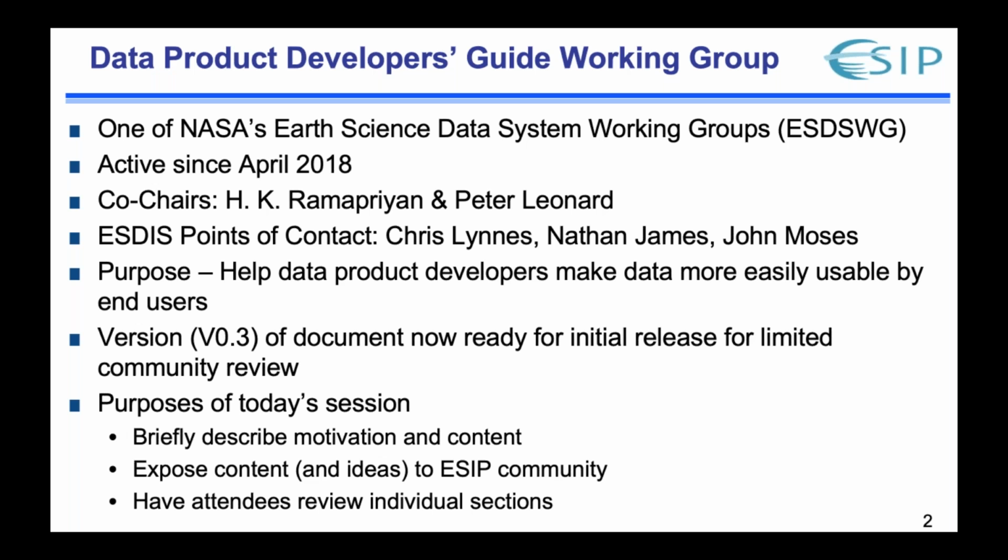The purpose of this working group is to help data product developers make data more easily usable by end users. And right now we've got version 0.3 of this document, and it's now ready for initial release for a limited community review. And all of you who are sitting in this room form that limited community, along with the 30-ish members of the Data Product Developers Guide working group.